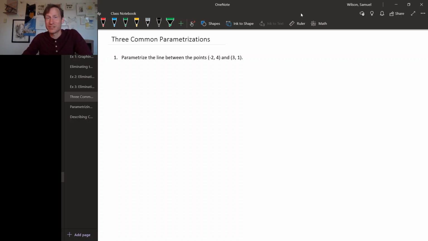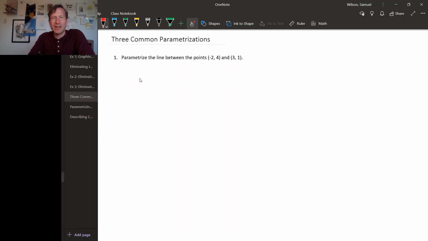There are three common tricks for writing down the parameterization of a curve that I'd like to show you. The first one is to parameterize a line that goes between 2 points. So let's parameterize the line that goes from this point, -2, 4, to the point 3, 1.